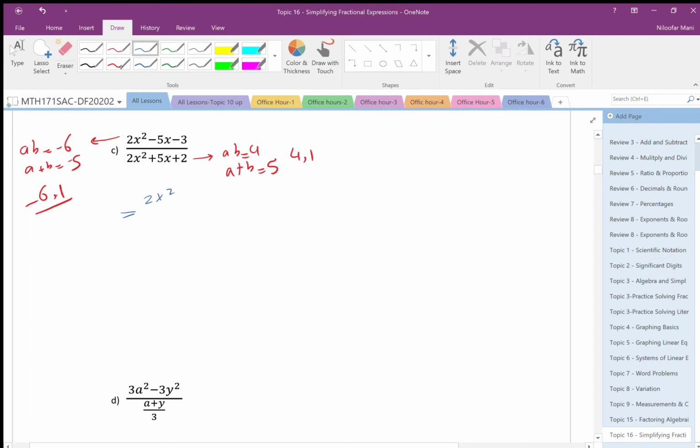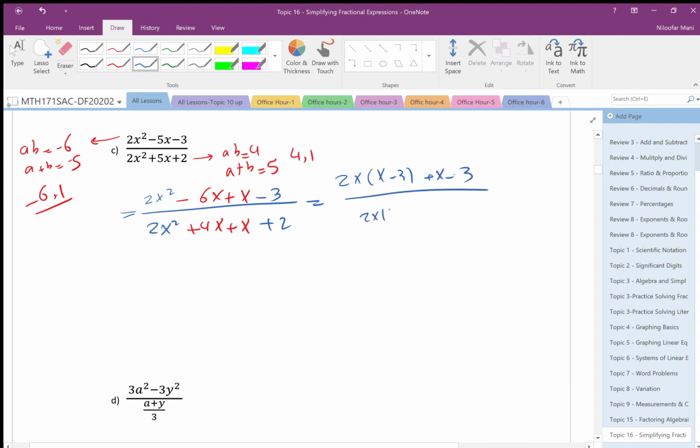So 2x squared, yes, minus 6x plus 1x, minus 3 over 2x squared, plus 4x plus x plus 2 equal, so you factor 2x, x minus 3 plus x minus 3 over 2x, x plus 2 plus x plus 2. And now you factor x minus 3, 2x plus 1, over x plus 2, 2x plus 1.